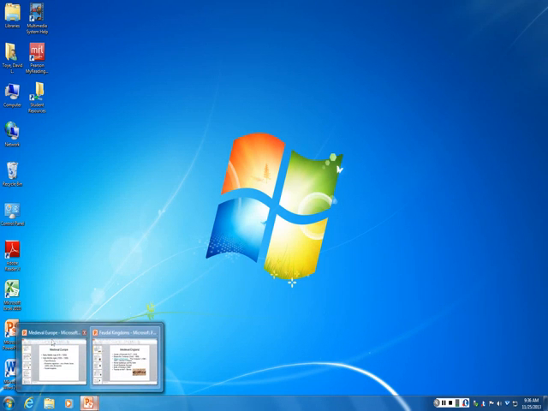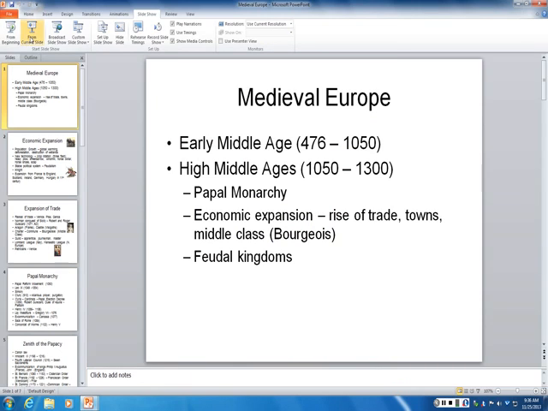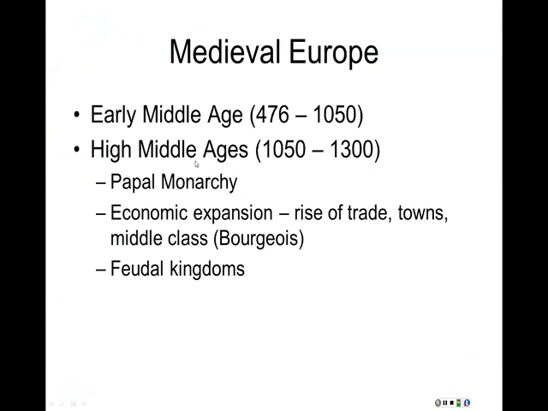All right. Now the period of the 9th and 10th centuries set the stage for what is called the High Middle Ages. It established order and peace, so that the early Middle Ages really ends around 1050 AD, and the next 300 years or so is known as the High Middle Ages.